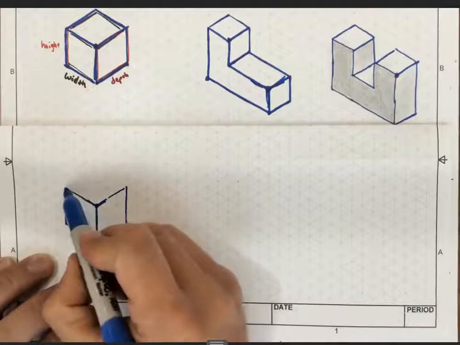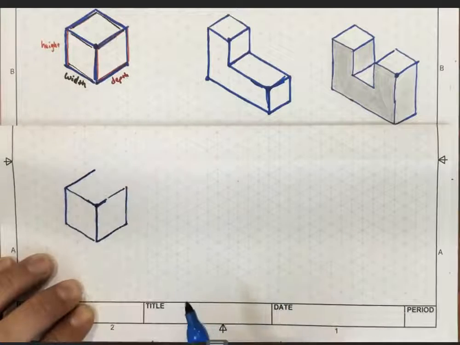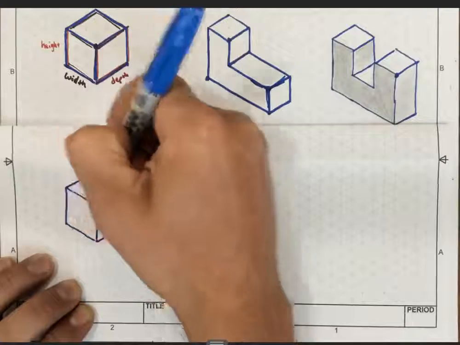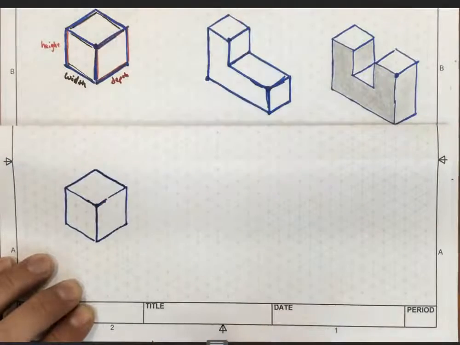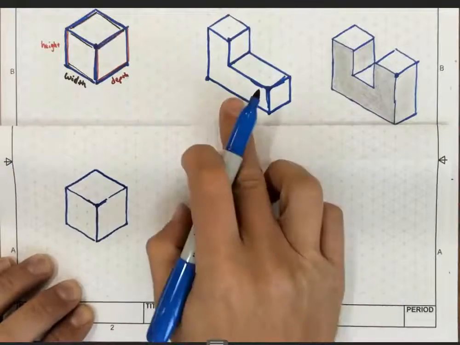Now the top has depth, so I need to show the depth here. And it also has width. The top is width and depth. And there you go. Let's try this one.